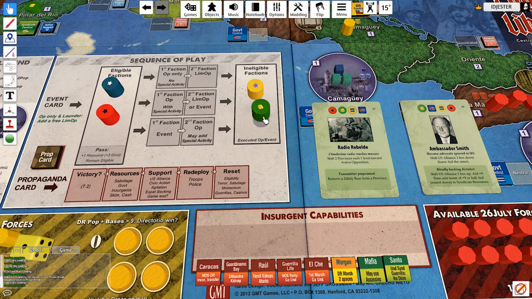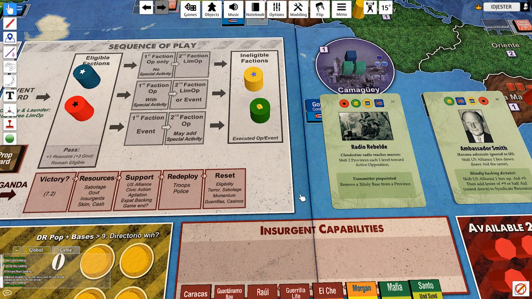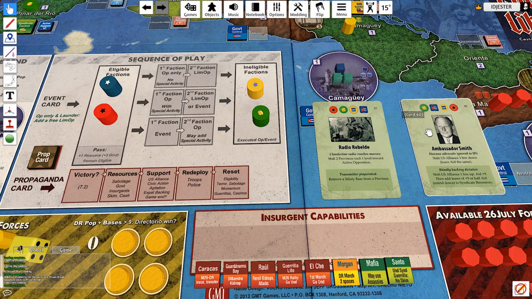All right, so those 2 players are inactive, and then these 2 players are active. Red's going to go first. He's going to remove a July 26 base from a province, or shift 2 provinces, 1 level each, towards active opposition. Remember, red player really likes opposition. So shifting 2 provinces, 1 level each, towards opposition sounds really good.